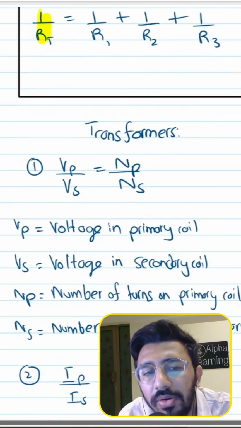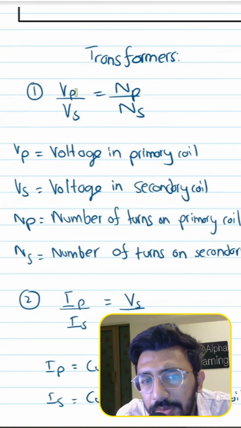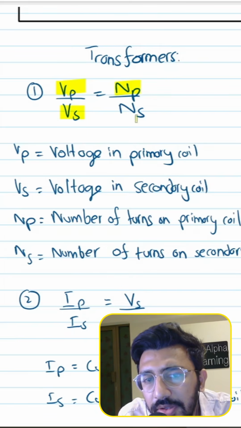Okay. Now let's look at some transformers के formula. The first formula for transformers that we need to know about is Vp over Vs is equal to Np over Ns. Vp क्या है? Voltage in primary coil. Vs क्या है? Voltage in secondary coil. Np क्या है? Number of turns in the primary coil. Ns क्या है? Number of turns in the secondary coil.